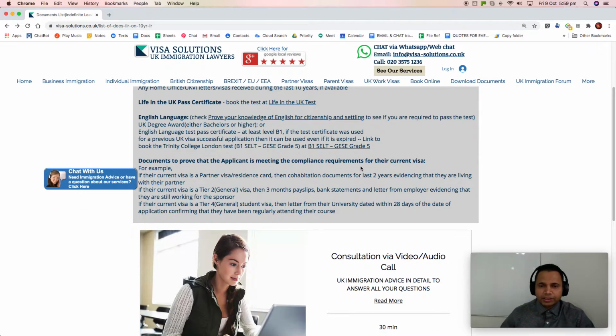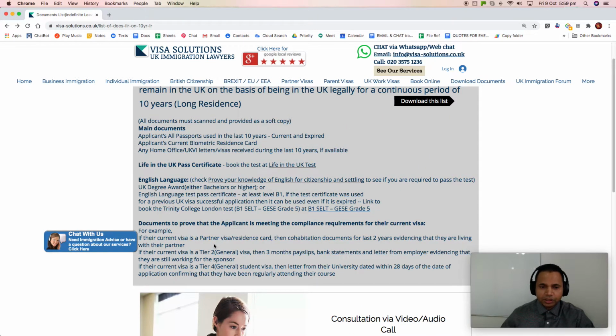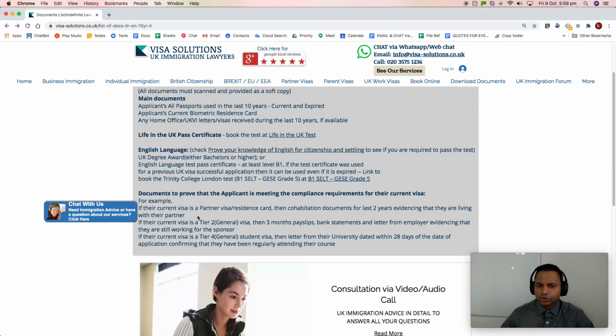Documents to prove that the applicant is meeting the compliance requirements for the current visa. This is quite an important requirement for the 10-year long residence application that applicants are not usually aware of. We always see this during our consultations, and we tell the clients to put this because several times we filed applications and then we got queries from the caseworker asking us to provide more documents. For example, if your current visa is on a partner or a residence card, then cohabitation documents for the last 2 years to show that the relationship is still existing on the date of application, that they are living together with their partner. So you should be complying with your current visa, whatever that is.